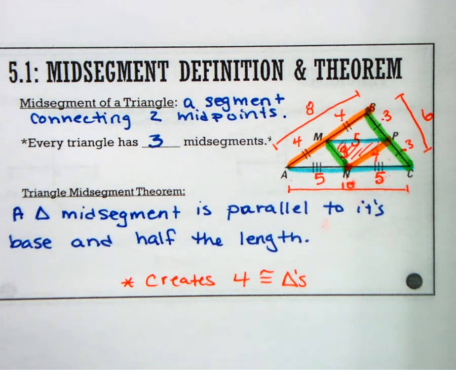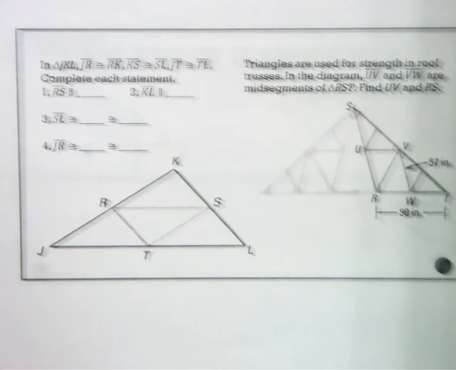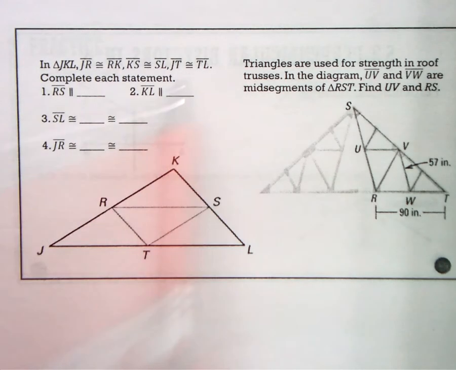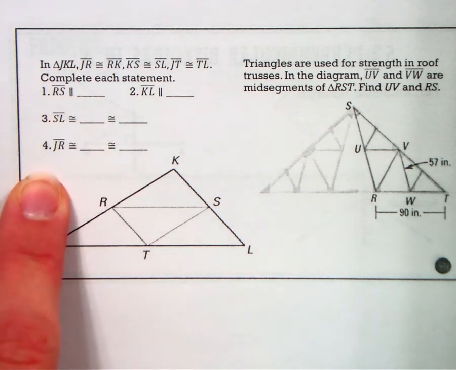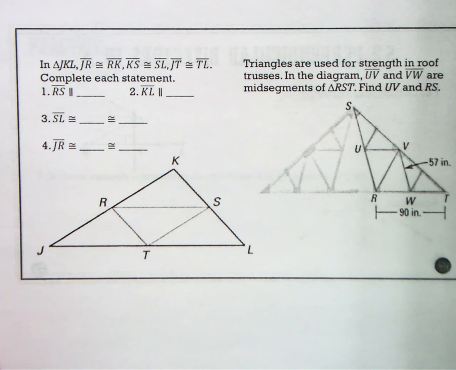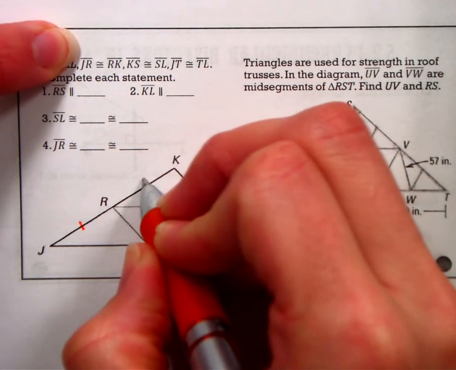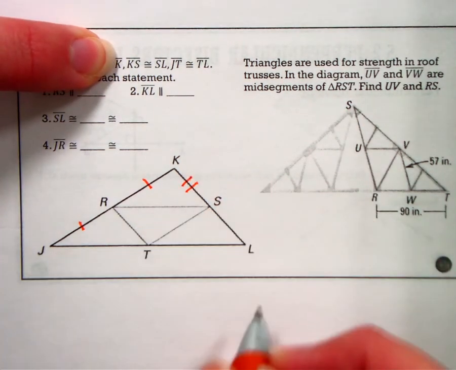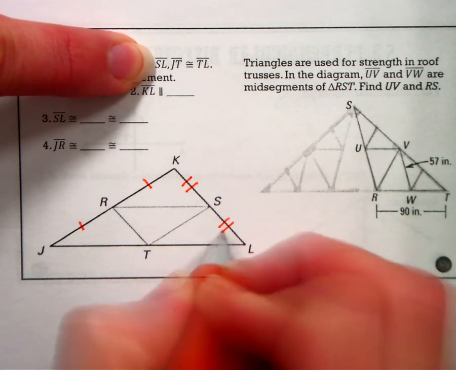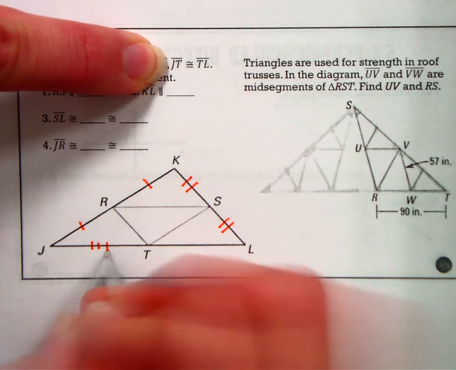Okay, so that's all the information. Now let's just practice that information, okay? So I'm going to slide over to the right. And on the right, it says we've got some given information, so I'm going to mark that information on the picture, and then I'm just going to answer these questions 1, 2, 3, and 4. Okay, so in the triangle, JR, I'm going to mark it with a tick mark, is congruent to RK, I'll mark that with a tick mark. KF, we give that double tick, is congruent to SL, double ticks. JT, down here, 1, 2, 3, is congruent to TL.